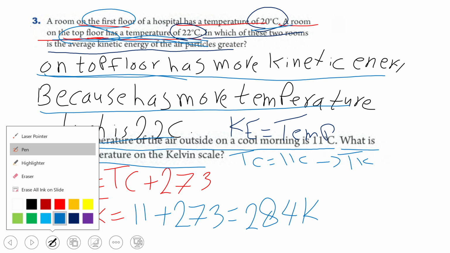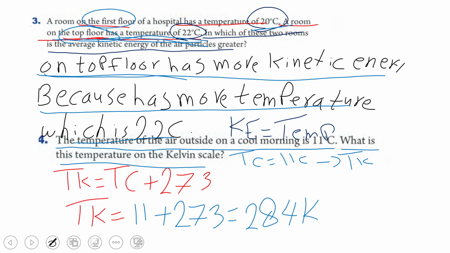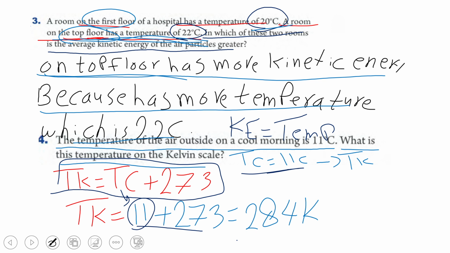If you remember, I said it's really important: temperature in Kelvin equals temperature in Celsius plus 273. We have the temperature in Celsius, so put 11 here and plus 273, the answer is 284. Because we have Celsius, put the temperature in Celsius here and add this number, and the last answer we get is in Kelvin.